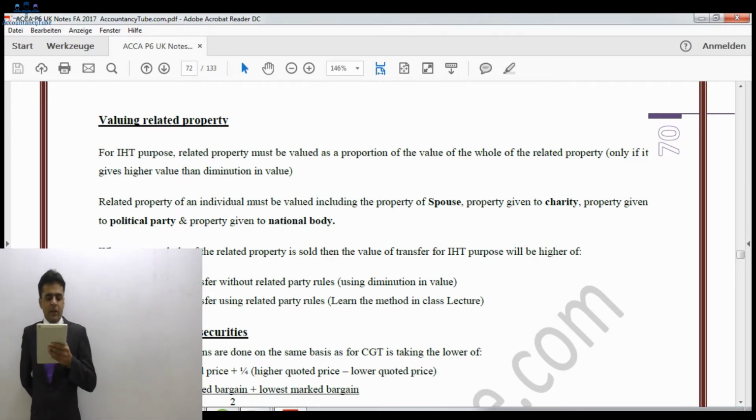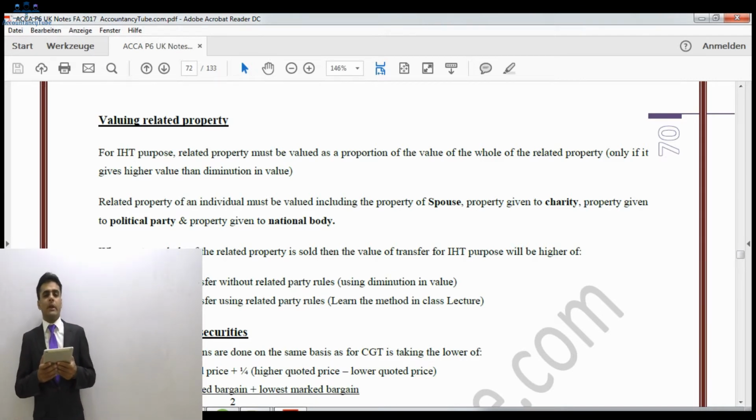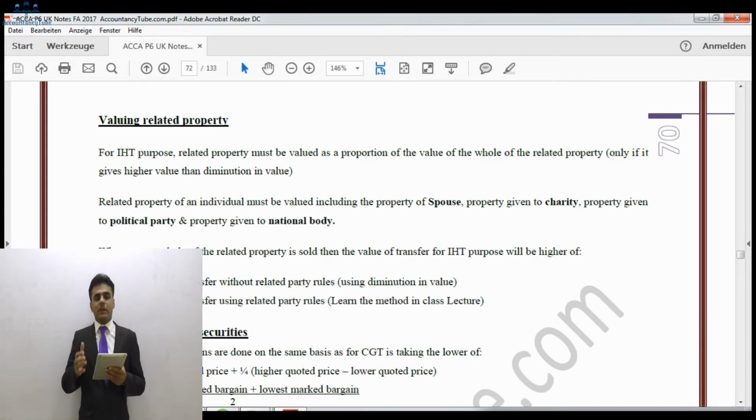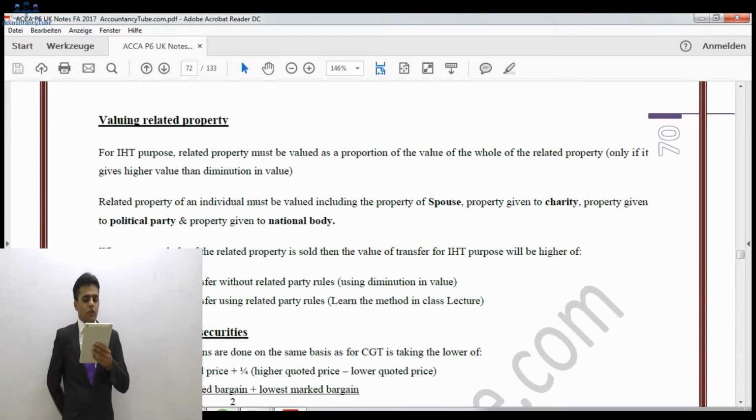So it says that for IHT purposes, related property must be valued as a proportion of the value of the whole of the related property, only if it gives higher value than diminution value. So we'll only use it if it gives higher than diminution value. So we will use including related property and excluding related property. Whichever gives the highest value, we'll use that one. And related property of an individual must be valued including the property of the spouse, property given to charity, property given to political party, and property given for the national purposes.